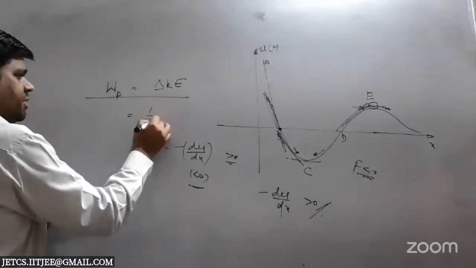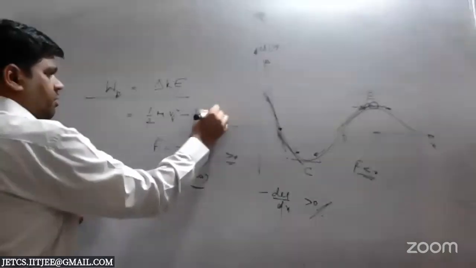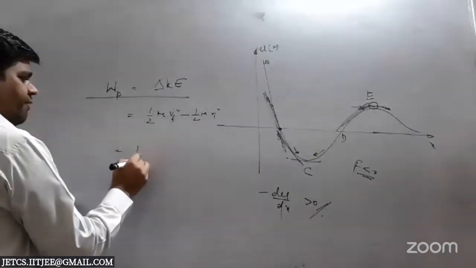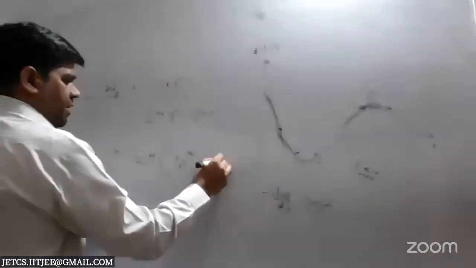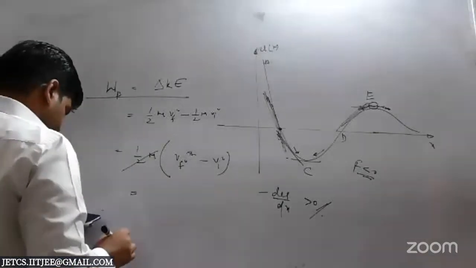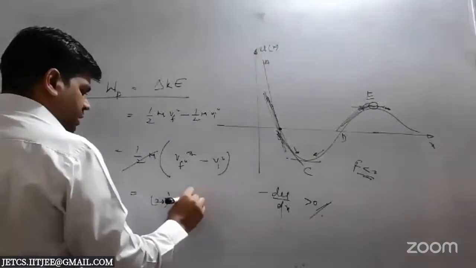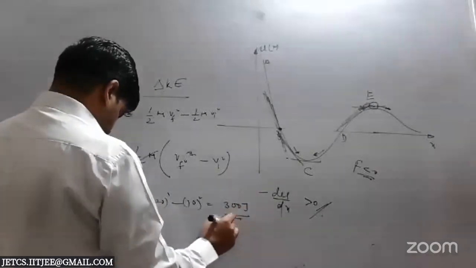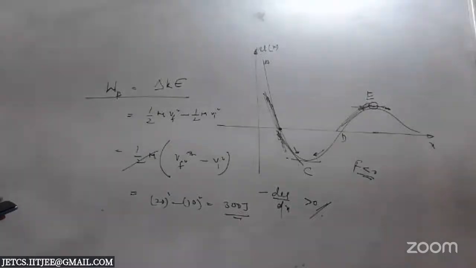What is change in kinetic energy? Half m v final square minus half m v initial square. So half m times v final square minus v initial square. The half and m get cancelled out because m is 2 kgs. V final is 20 square minus 10 square. That is 300 joules. Work done by all the forces is the change in kinetic energy.